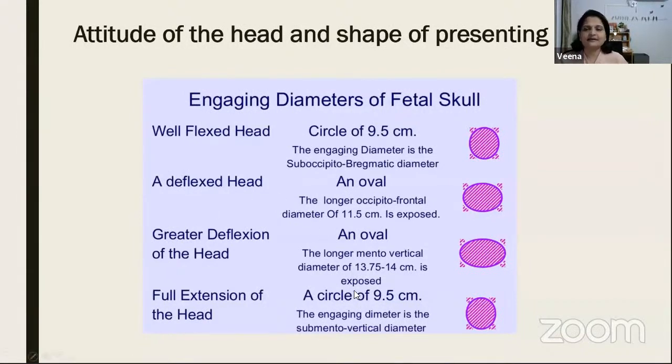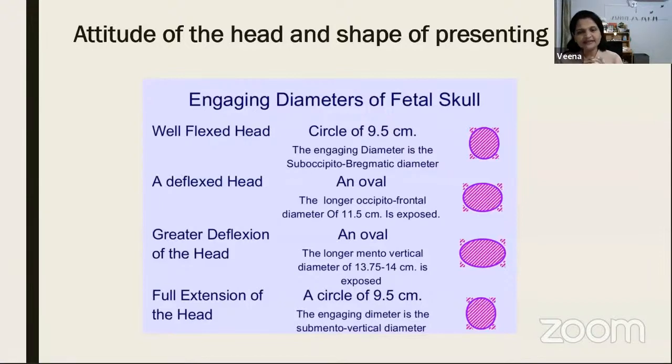Now tell me one thing. Look at this carefully, the last one. It is full extension of the head, that is face presentation. In face presentation, what will happen? The transverse diameter is the biparietal diameter, that is 9.5 centimeters. What is the anteroposterior diameter?